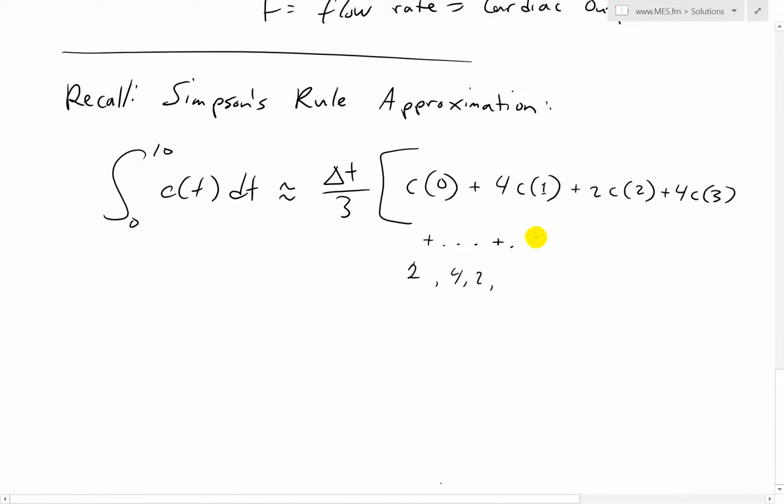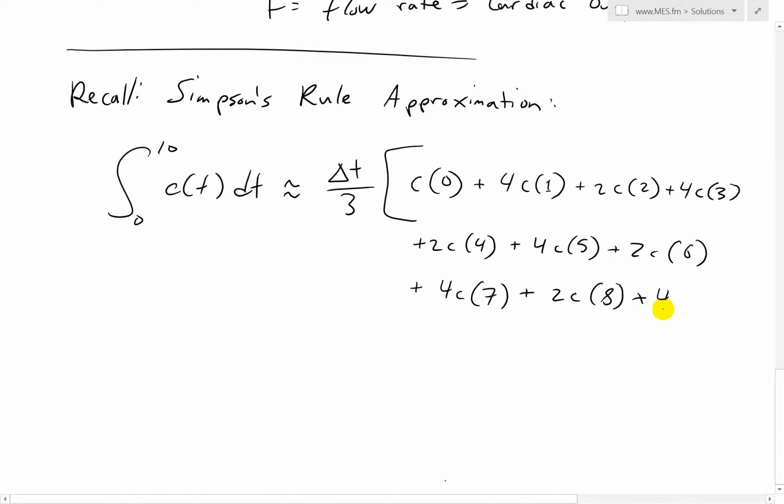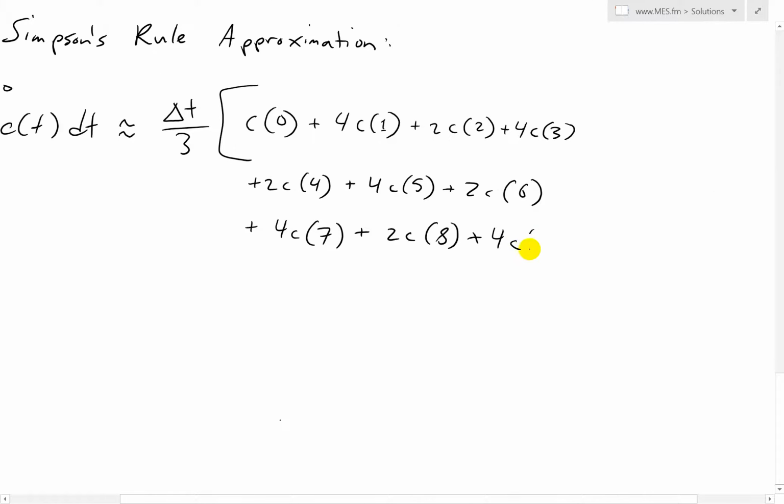Let's go to the last bit. I'll just write the whole thing out, just to make it easier. So 4 c3 plus 2 c4 plus 4 concentration at 5 plus 2 concentration at 6 plus 4 concentration at 7 and plus 2 concentration at 8. So it's tedious to approximate, but pretty straightforward. Then c9, and the last one is similar to the first one, just plus c of 10, so there's no coefficient in front.